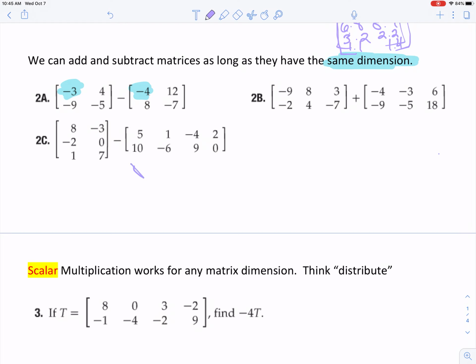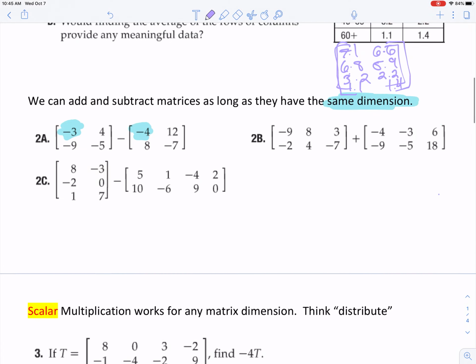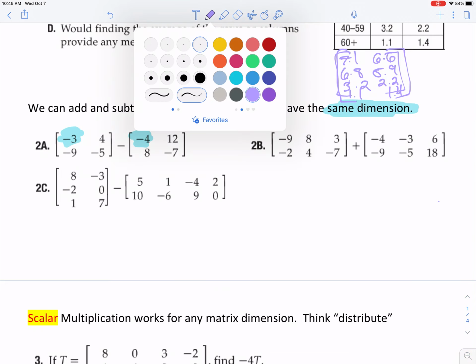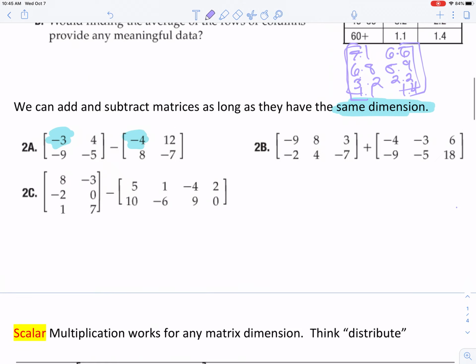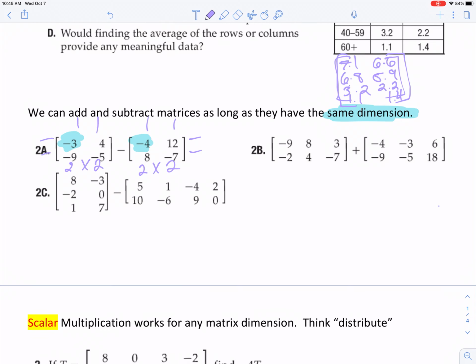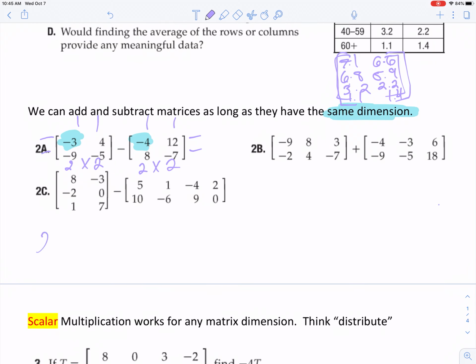Let's double check. This is a 1, 2. 1, 2. So it's a 2 by 2. 1, 2. 1, 2. This one's a 2 by 2. They have the exact same dimension. Awesome. Add them. So -3 and -4. See how they're in the exact same spot? I'm going to have to write my answer to 2A down here, I think.